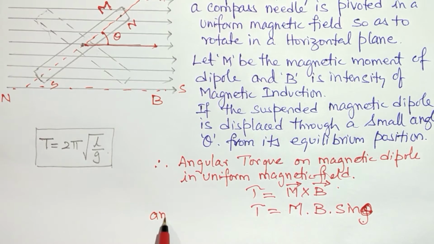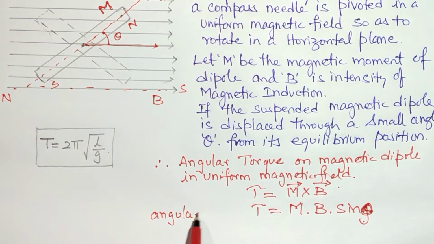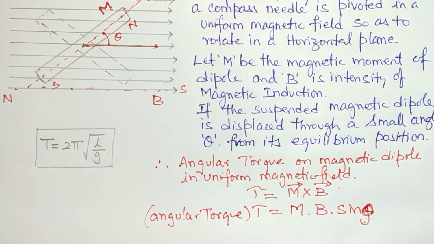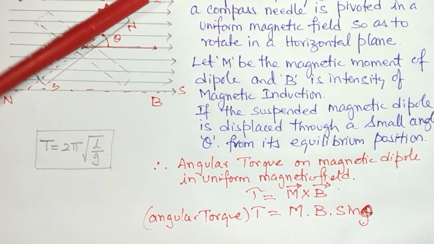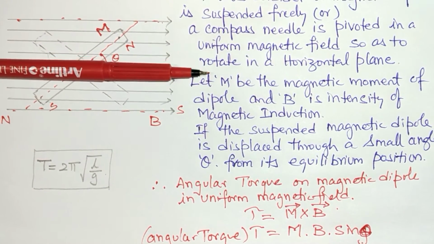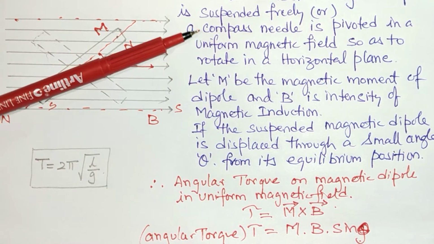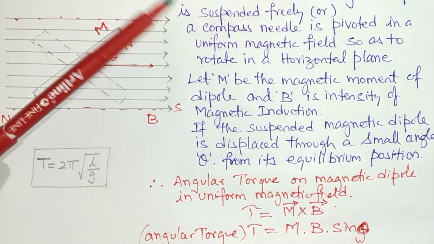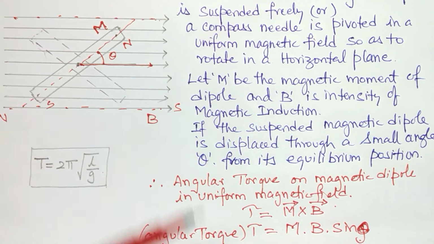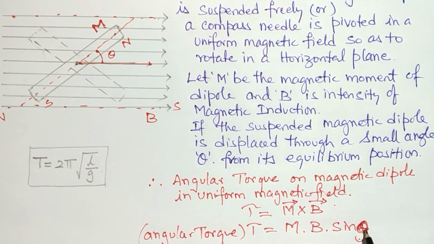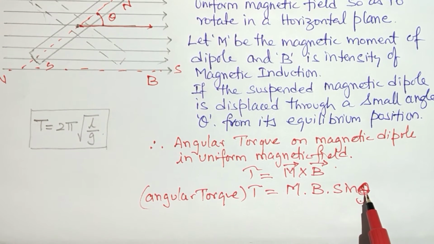This is the angular torque experienced by the magnetic compass when placed in a uniform magnetic field. When I placed this compass in a uniform magnetic field, it experienced a torque, making an angle theta. Therefore the angular torque tau is equal to M into B into sin theta.